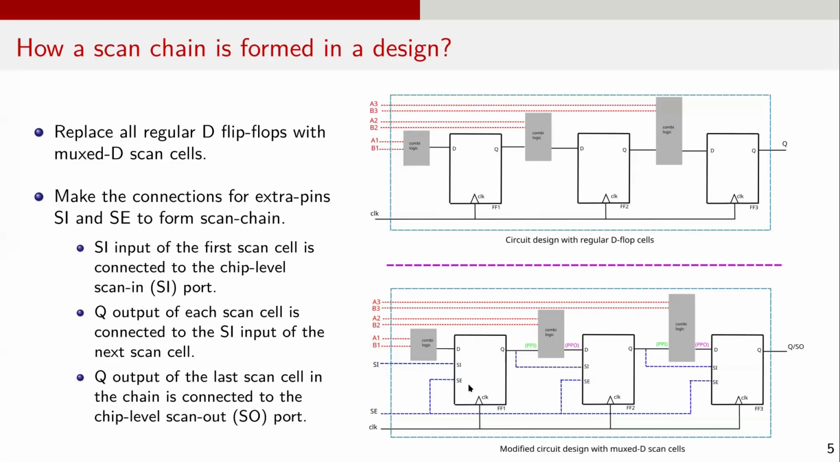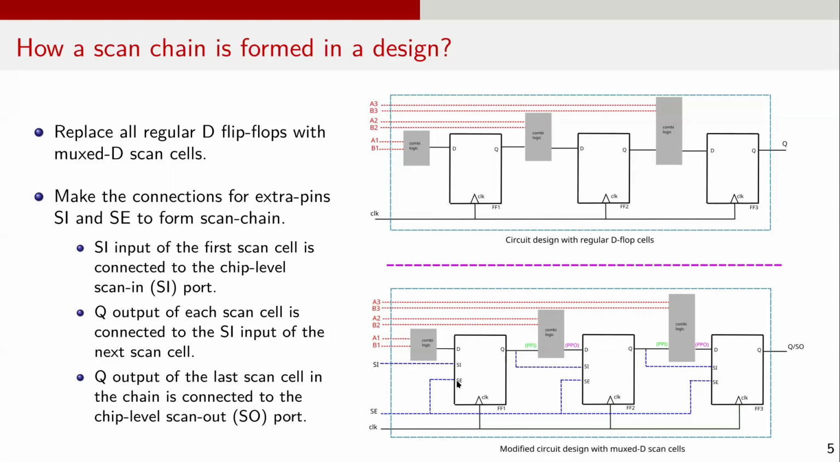To achieve this, the scan enable inputs of all the scan cells are tied together and connected to the chip level scan enable port. When the scan enable port SE is 1, any data applied at SI is captured by the scan cells in successive clock cycles and shifted through the chain from SI to SO. In this example, the scan chain contains 3 scan cells, and the data applied at SI port can be shifted into the chain in 3 clock cycles.